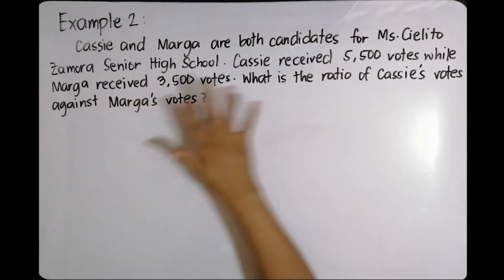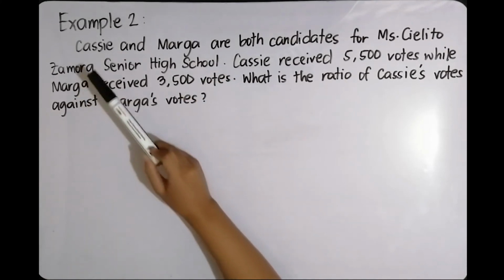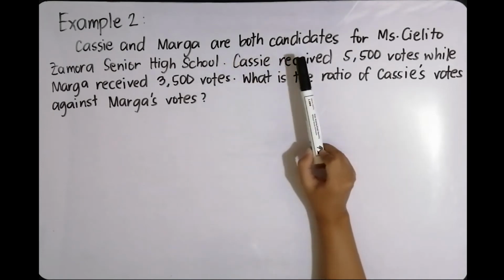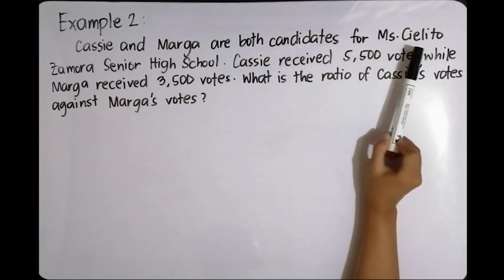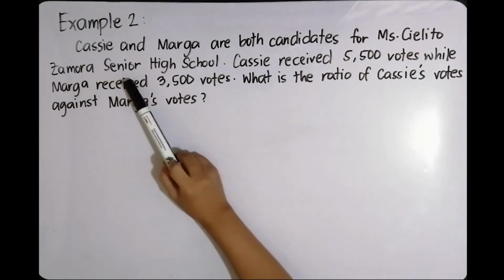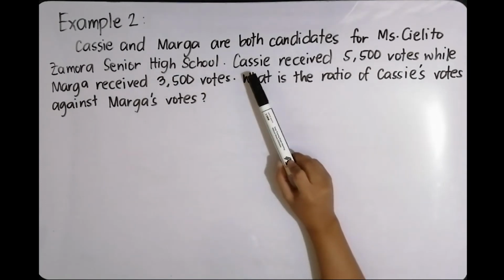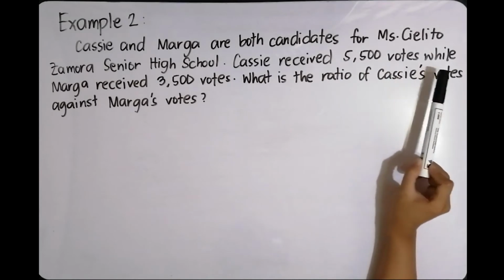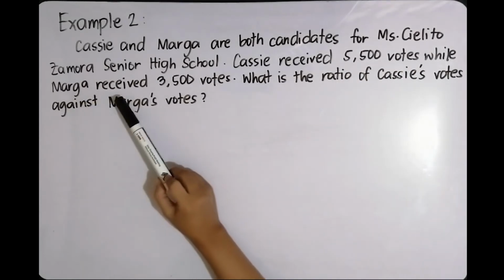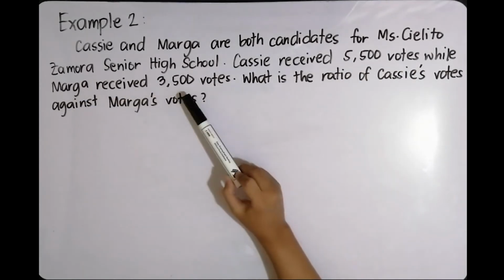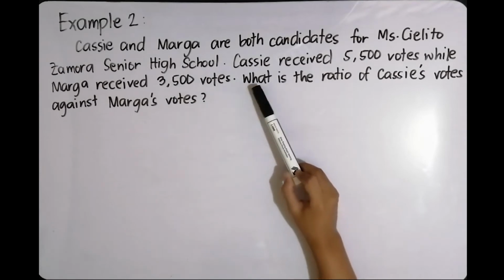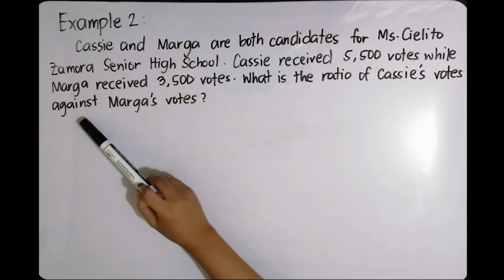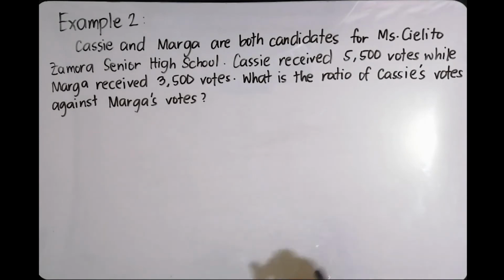So let's have our second example problem. Cassie and Marga are both candidates for Miss Zamora Senior High School. Cassie received 5,500 votes, while Marga received 3,500 votes. What is the ratio of Cassie's votes against Marga's votes?